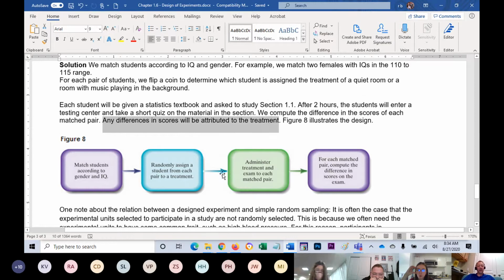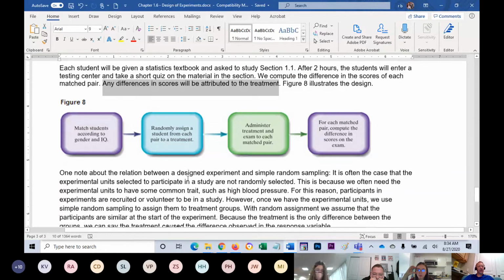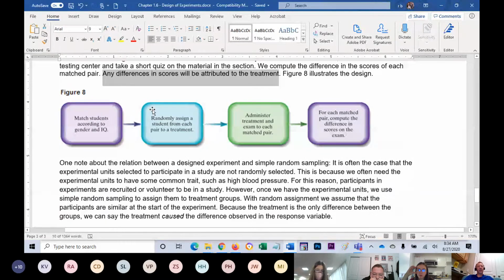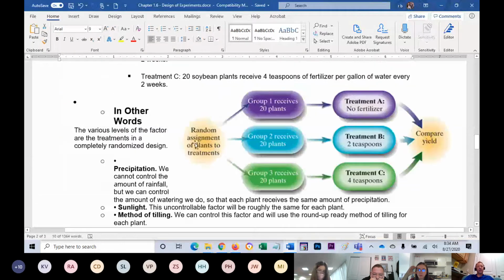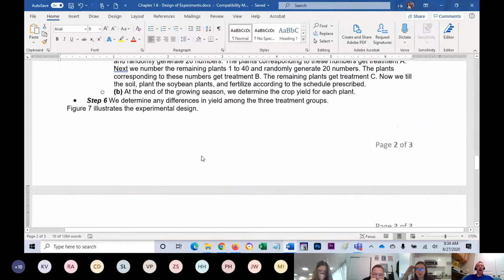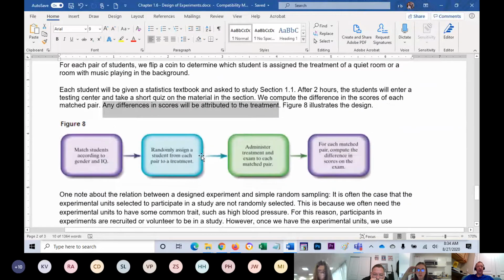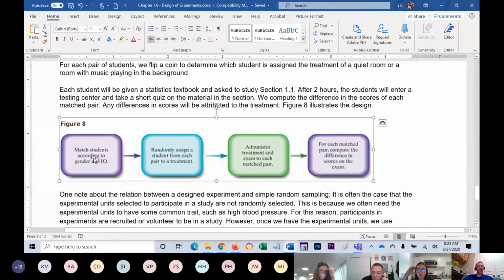This figure here illustrates the design. Let me just back up here for a second. On the completely randomized design, we're going to randomize right off the bat. We're not going to do randomization on this. The first thing we're going to do is match students according to gender and IQ. So we'll find two 24-year-old females that have a similar IQ. And then step 2 is to randomly assign.